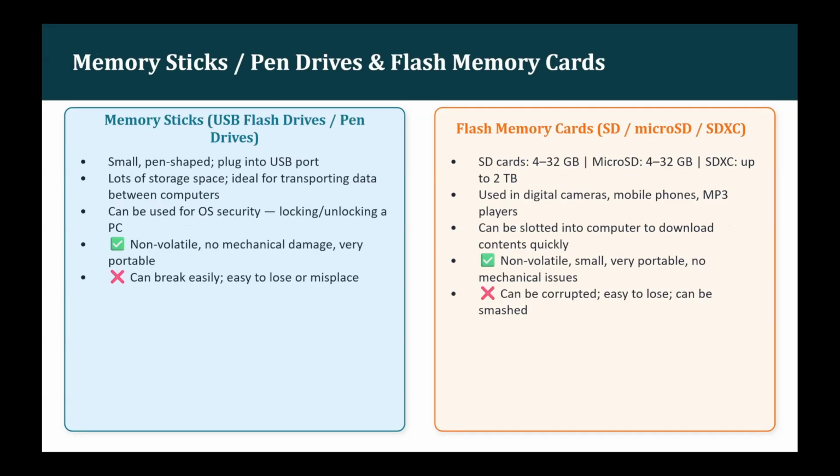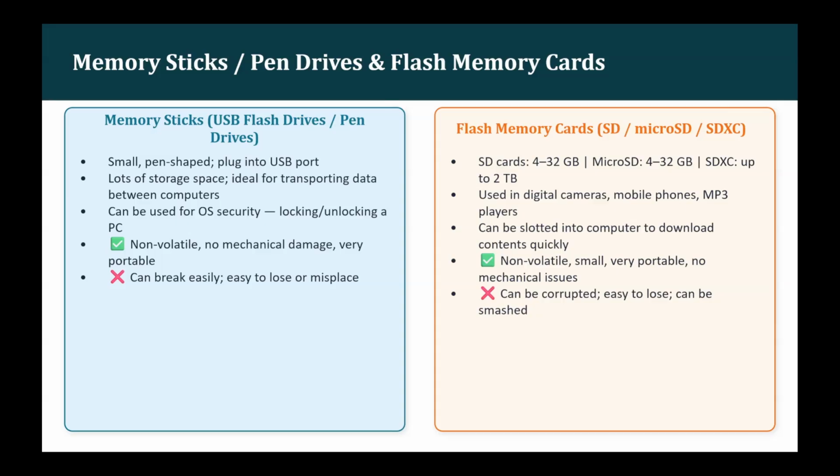We will see what memory sticks, pen drives, and flash memories are, and some of their benefits as well as drawbacks. Memory sticks, USB flash drives, and pen drives. Small, pen shaped, plugged into USB ports. Lots of storage space, ideal for transporting data between computers. Can be used for OS security, locking and unlocking a PC. They are non-volatile, no mechanical damage, very portable compared to all the other devices. A disadvantage would be that they can break easily, and are easy to lose or misplace.